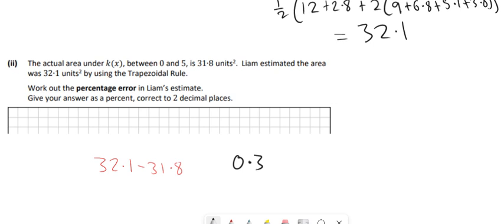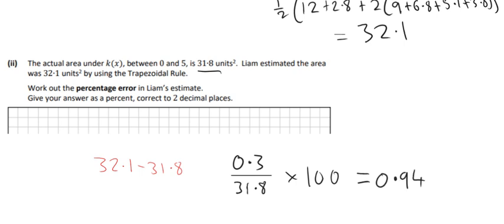That's 0.3 units. Now, to get percentage error you put it over the actual one, so whatever the actual area is. And the actual area here is 31.8. And then we just multiply by 100 to turn it into a percentage. And that gives us 0.94 in the end. Percent less than 1%.